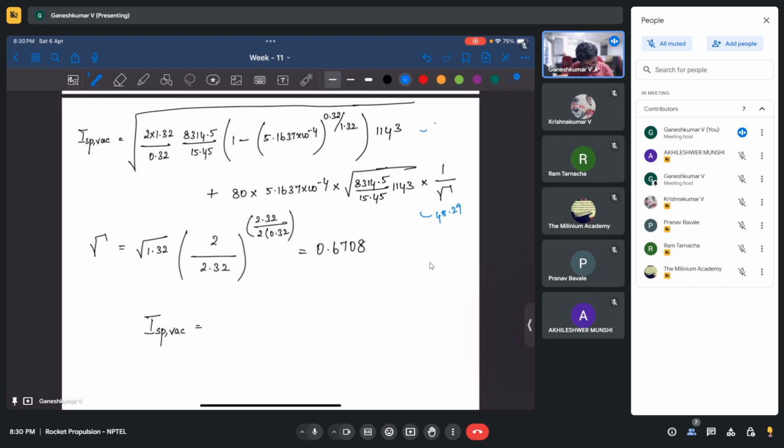This part is 2065. So 2113 Newton second per kg is what I got. It may not be right because there might be some mistake also. Please cross check once.